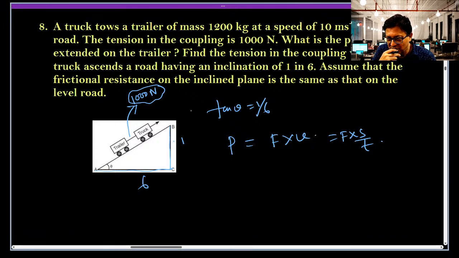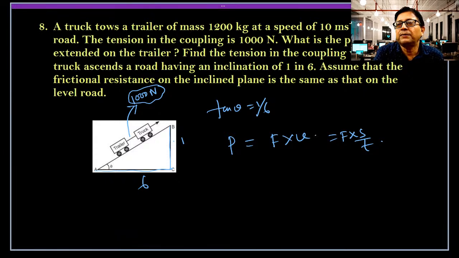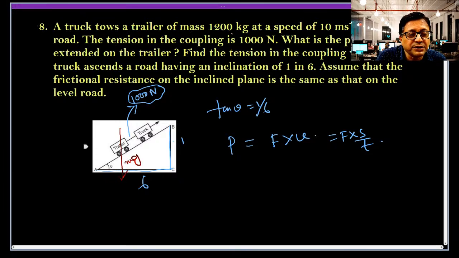Sir, then power should... Truck is pulling the trailer by what force? 1000 Newton. No. Power expended on the trailer. Down the incline, the force acting is mg sin theta. Because if its weight is mg, then if you divide into components, this way it will be mg. Component down the incline is mg sin theta, perpendicular to the incline is mg cos theta, and this part is mg.